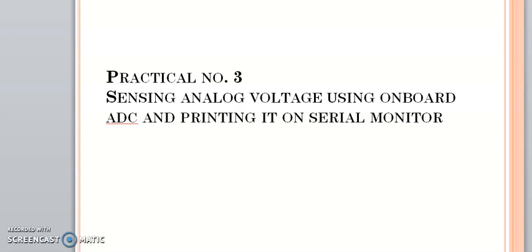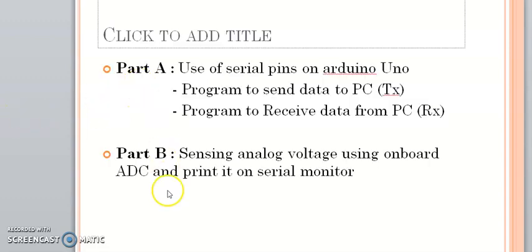In the last session, we were discussing practical number 3, that is to sense the analog voltage using onboard ADC and print it on a serial monitor. For understanding purposes, we have divided the practical into two parts, part A and part B. In the last session, we finished part A.